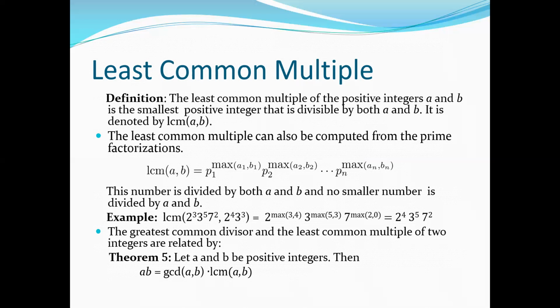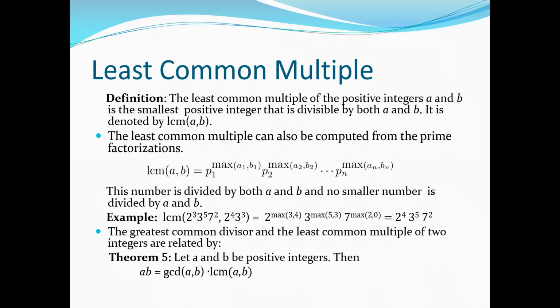But the only difference is, instead of getting the minimum exponent, it will be the maximum exponent of the given. Okay, so that will be our solution. For example, this is the prime factorization of a given number: 2 cubed, 3 raised to 5, 7 squared, and the second number is 2 to the 4, 3 cubed.